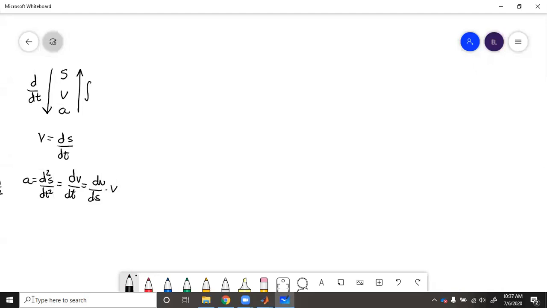So this time, let's say, what if we don't have t as a variable? Let's say a equals 7s squared plus 2e to the s plus 1. So here we have a as a function of s. And then let's say we want to find velocity. We're given acceleration, we want to find velocity.